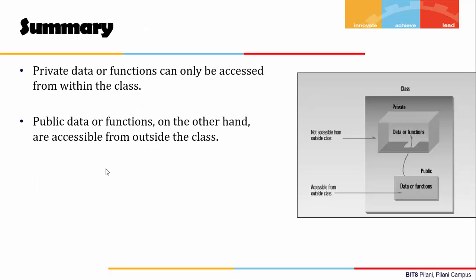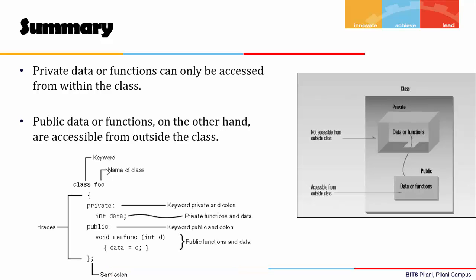So the summary is: private data or functions can only be accessed from within the class. Public data or functions are accessible from outside the class. Then the structure of a program. This is the keyword class. Foo is the name of a class. We have the keyword private, then private data, then the keyword public, then public functions and data. These are all inside the braces of the class. This is similar to a structure.